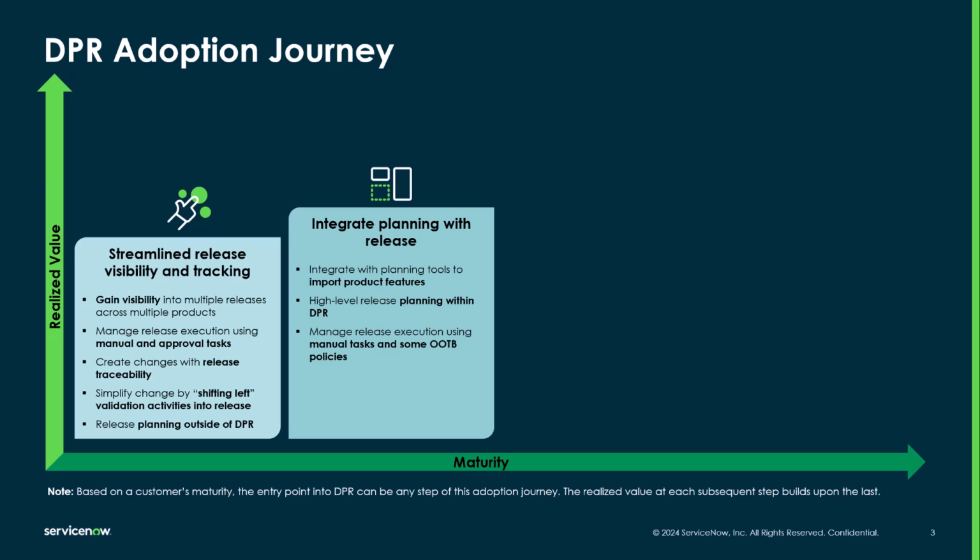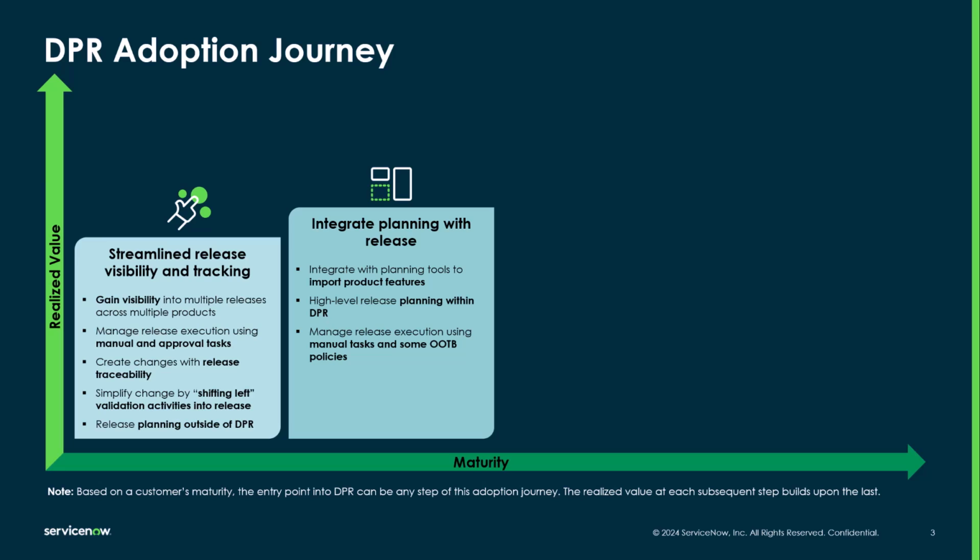The second stage of this adoption journey is where customers integrate with their release planning tools, for example SPM or Jira, to enable the automatic import of release features and epics and other work items to simplify the release planning within DPR and provide visibility into what is being addressed in a particular release. In the first maturity step, customers would most likely be performing release planning entirely outside of DPR. By leveraging this out-of-the-box integration, the top-level features, epics, and work items can be brought into DPR and be planned into applicable release versions for traceability into what's being built and modified within a release.